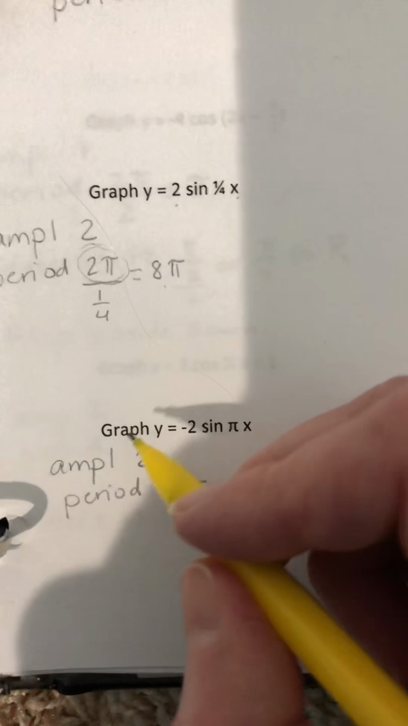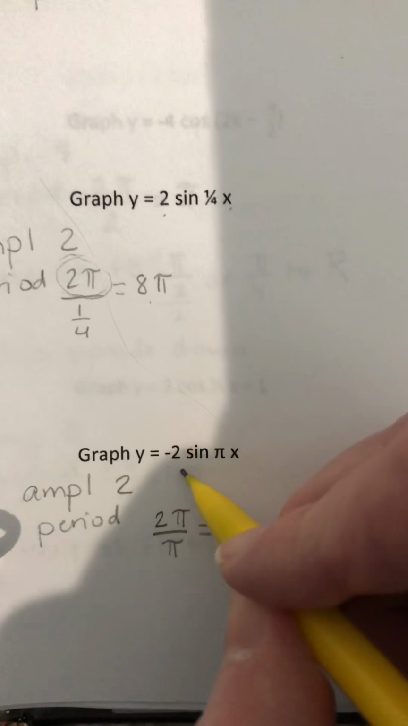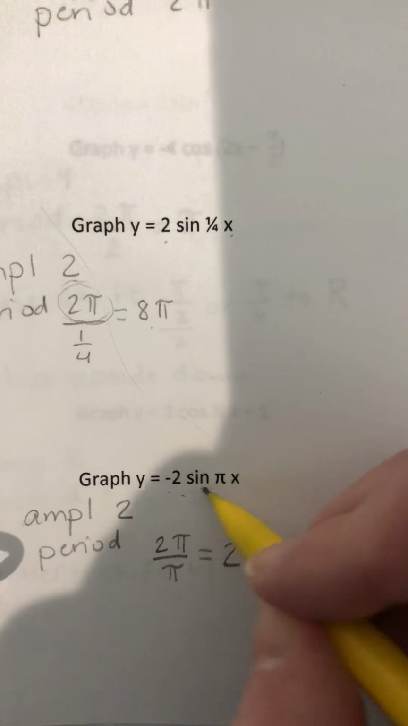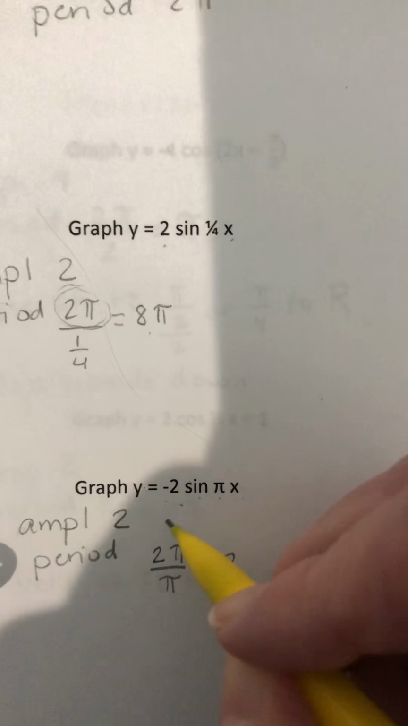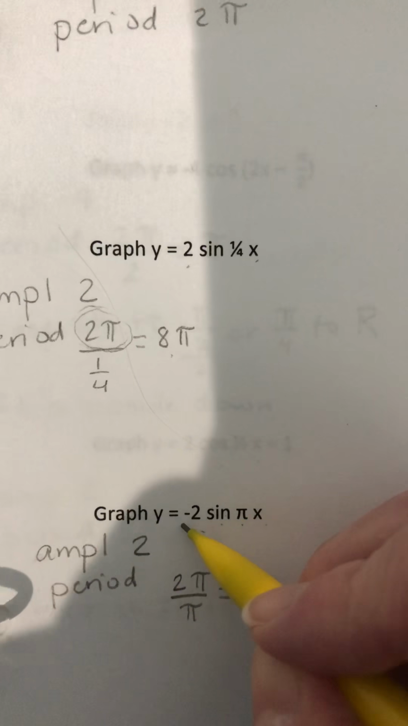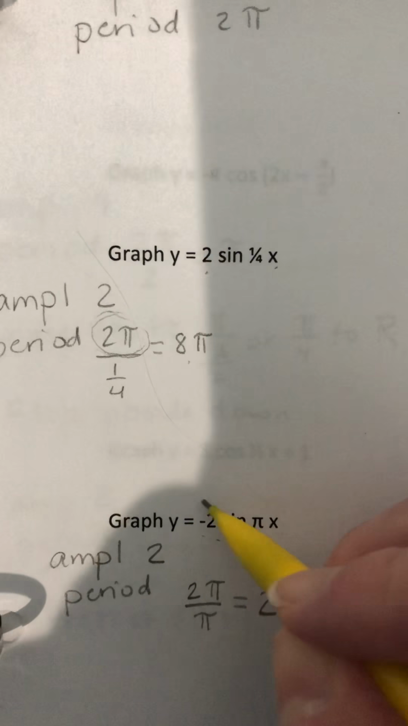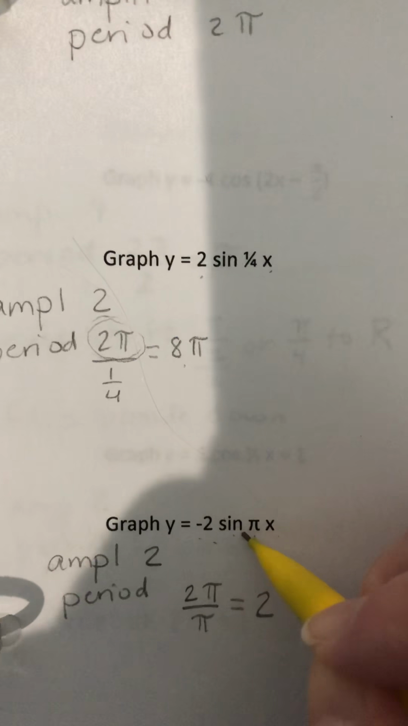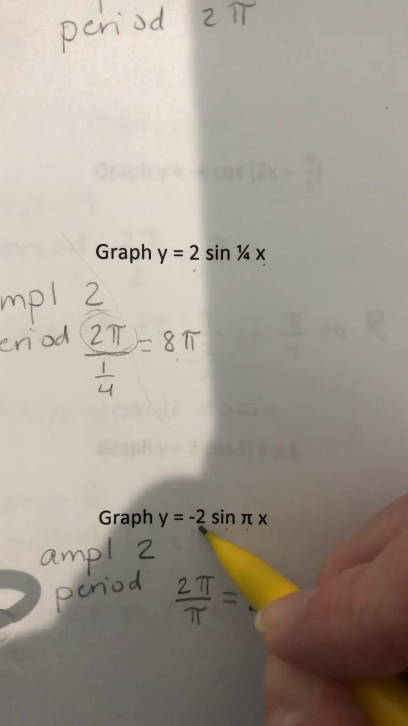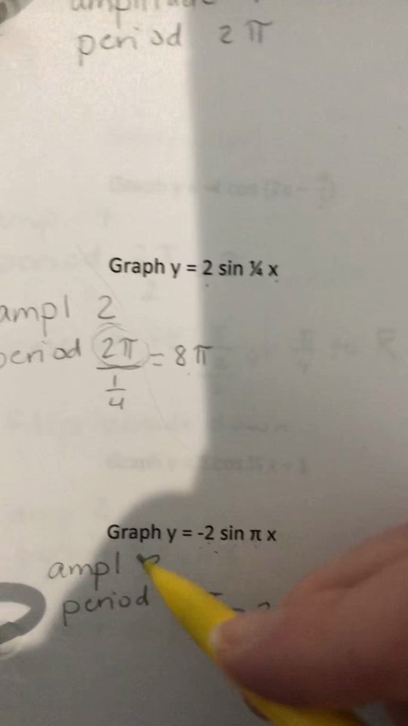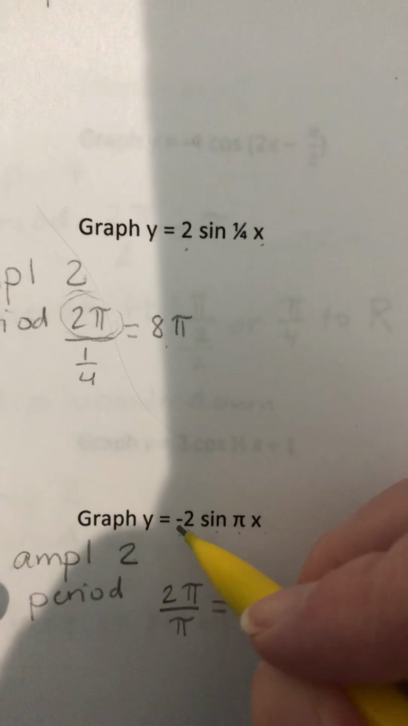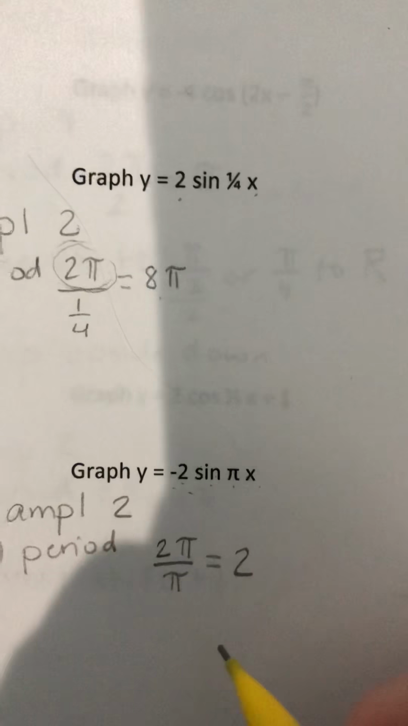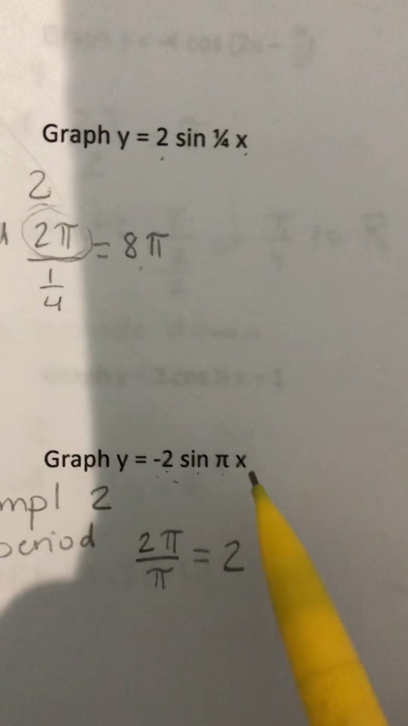Now if I have something like graph y equals negative 2 sine of pi x, the amplitude is the absolute value of the coefficient of sine. So the absolute value of negative 2 is 2. So it has the same amplitude as this. But the negative is going to mean something different. So I'll show you that in a minute, how that pertains to the graph.